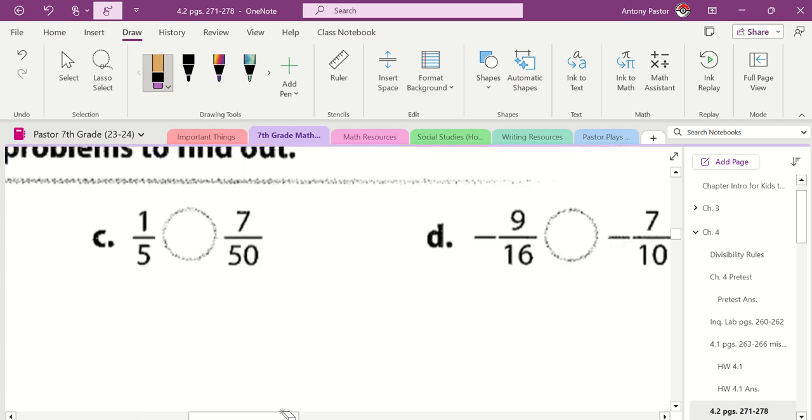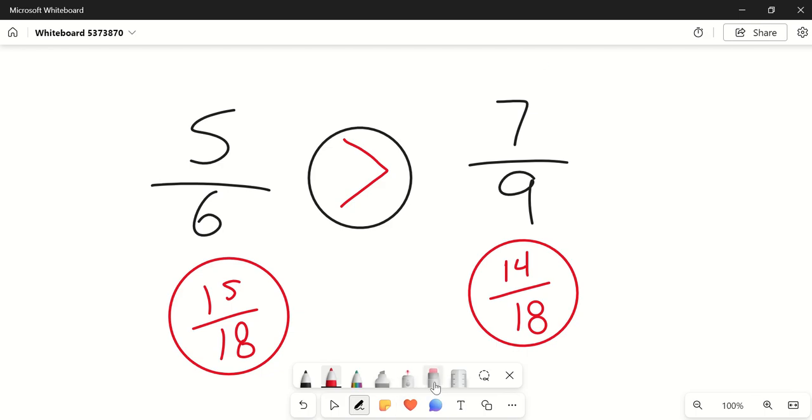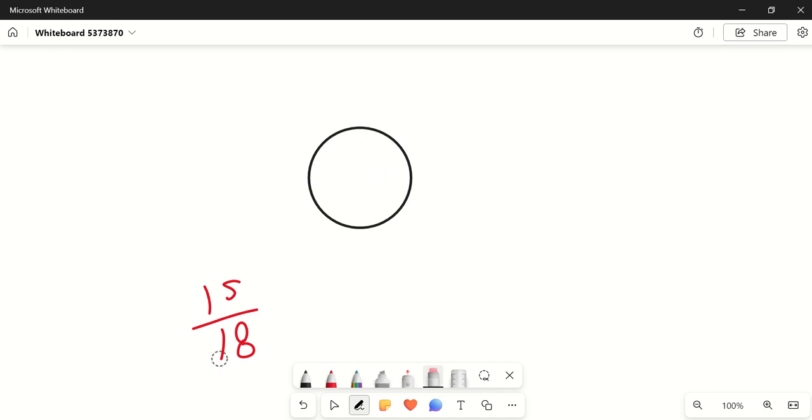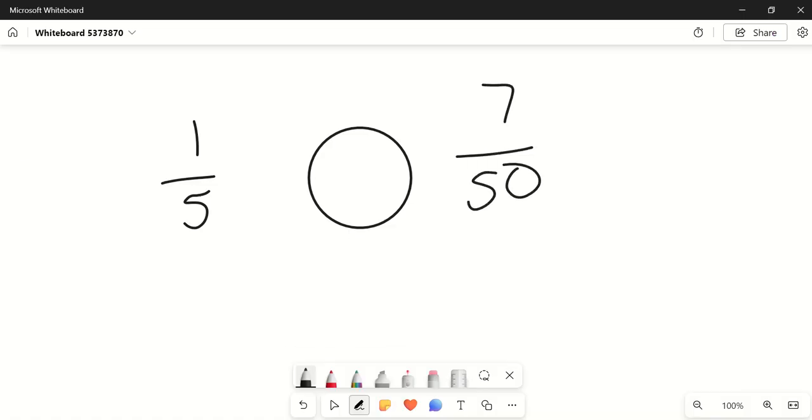Example C, 1/5 compared to 7 fiftieths. Notice they are both positive, so that's the very first thing we need to identify. 1/5 over, I believe it was 7 fiftieths. Now, I can't divide that 50 to make it any smaller because 7 is a prime number and 7 is going to be a problem. 7 does not have any factors except for 1 and itself.